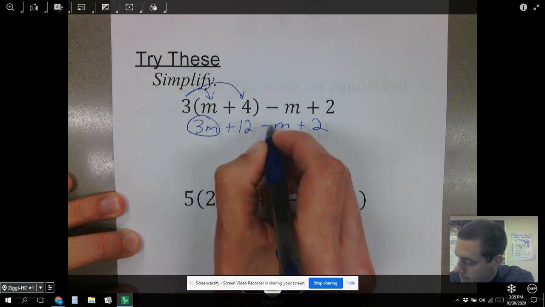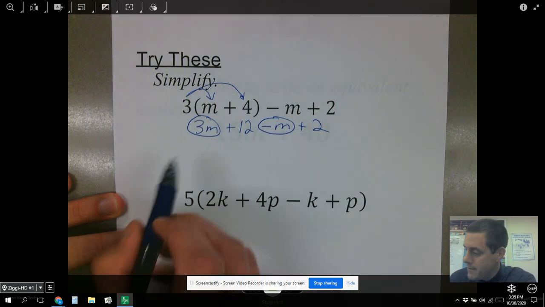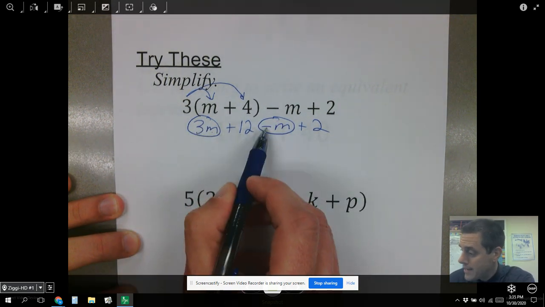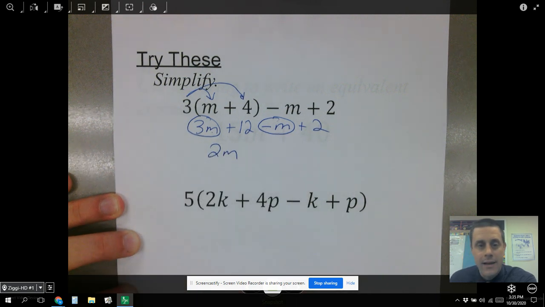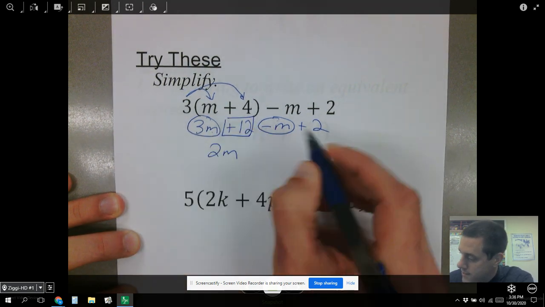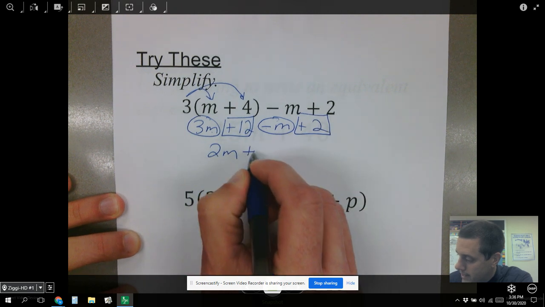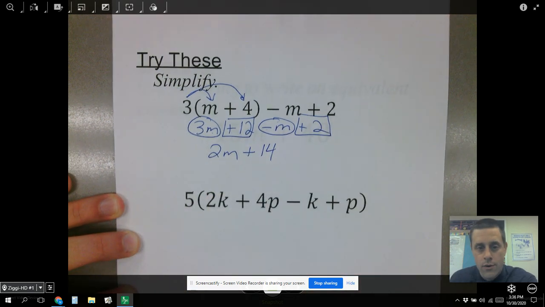I can combine m and minus m. 3m minus 1m is 2m. And then combining my constant terms, a positive 12 plus 2 gives me a positive 14, or plus 14. Final answer, 2m plus 14.